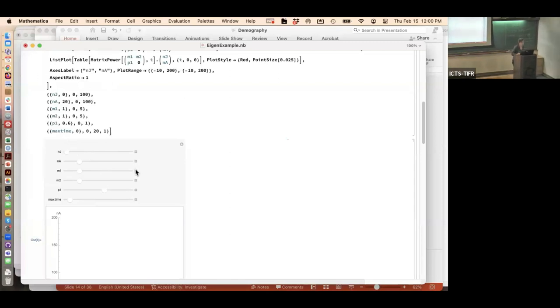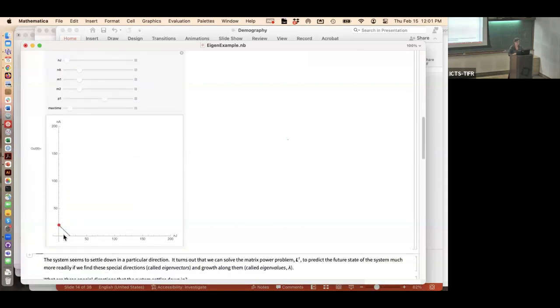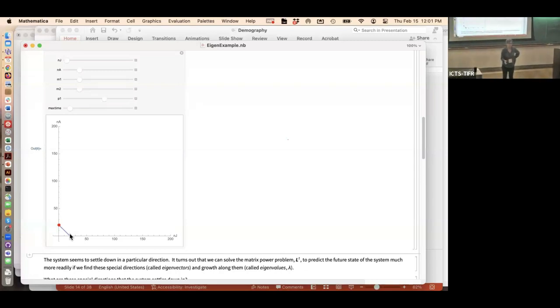I start with these parameters. We can change those. A birth rate of 1 for juveniles, a birth rate of 1 for adults, and a survival probability of 60%. So after one time step, it goes to mostly juveniles. And that was because we didn't have any juveniles to start with. So there's no adults now, right? It looks like it's crashing, but these are the number of juveniles, so it's hard to tell where it's going, right? Let's go another time step.